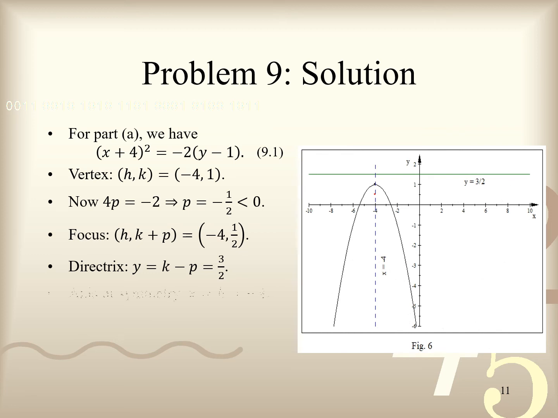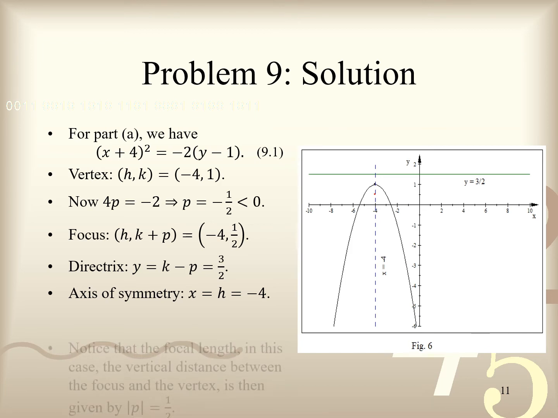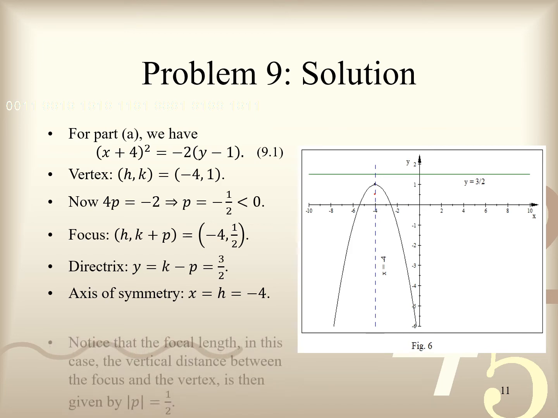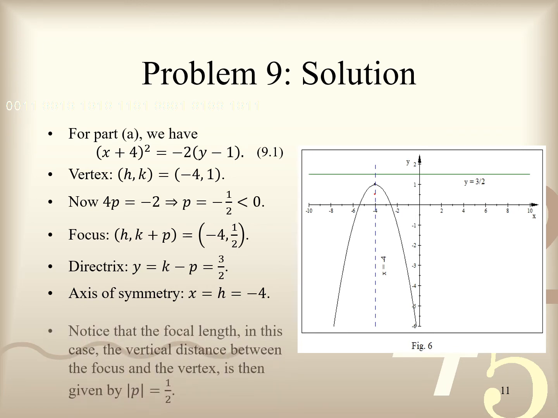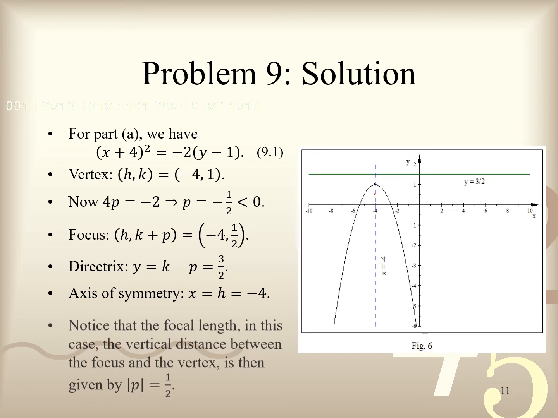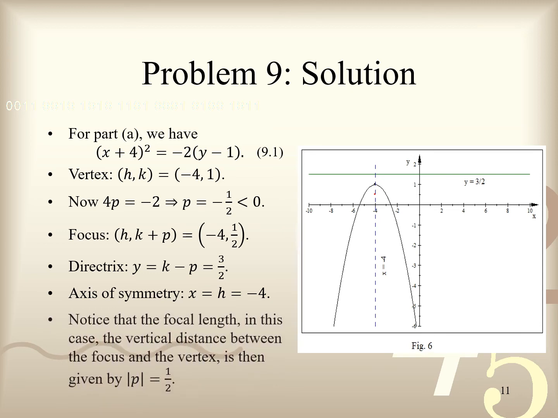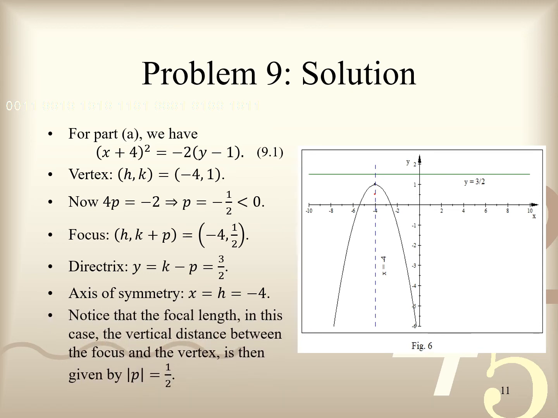It's easy to see that the axis of symmetry has the equation x = -4. Here in figure 6, this parabola is outlined in solid black, its vertex is in black, its focus is in red, its directrix is in green, and its axis of symmetry is dotted. Notice that its focal length, in this case the vertical distance between the focus and the vertex, is then given by the absolute value of p, which is 1/2.